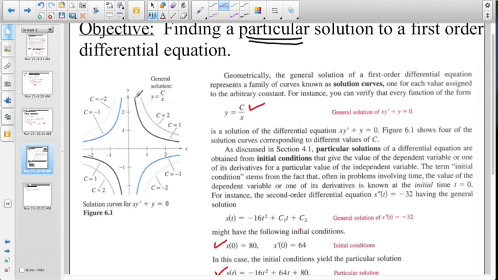Of course, if the constant of integration is 1, we get this curve like this, and as we increase that constant of integration, we get these curves that are farther and farther away from the origin.